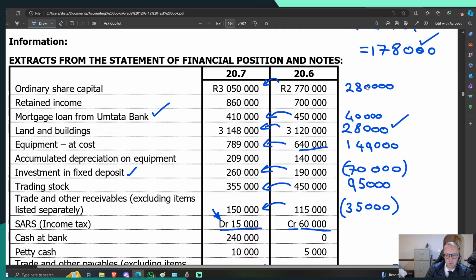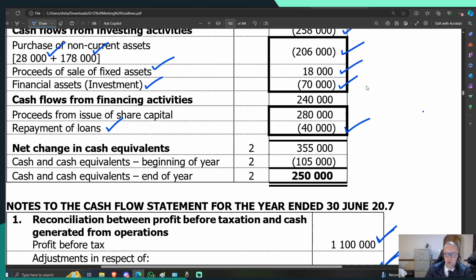Why does this thing keep bothering me? There you go. All right. So let's go here. 280,000. Sure enough, there it is. Proceeds from issue of share capital. So we can sum these figures and find that our cash flow from financing activities is 240,000.